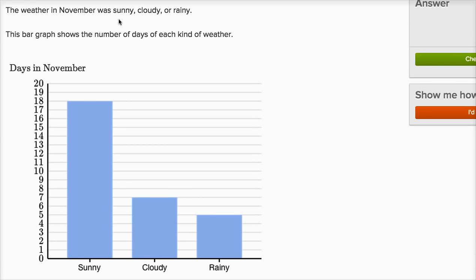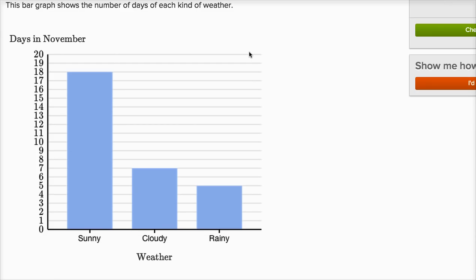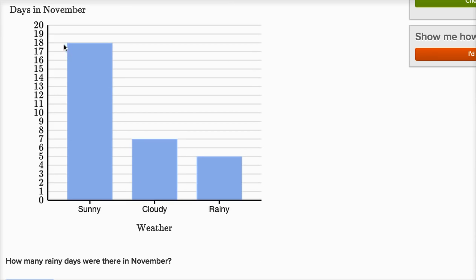The weather in November was sunny, cloudy, or rainy. This bar graph shows the number of days of each kind of weather. All right. So we have 18 sunny days in November. We have 7 cloudy days in November. And we have 5 rainy days in November.